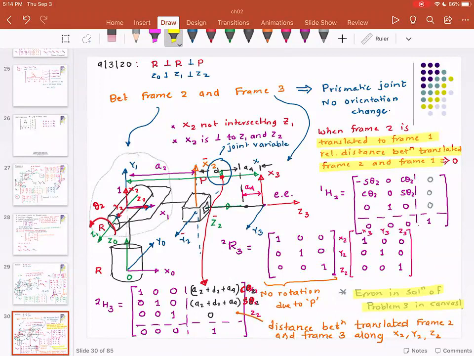Okay, for a moment I want you to look at the green arrow that I have drawn between frame 1 and frame 2. Rotate by angle theta 2. What would happen is you are going to have a y direction component and an x direction component.